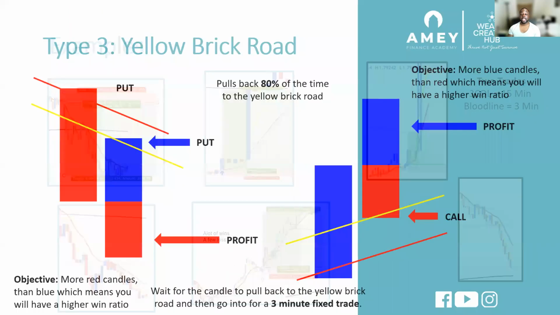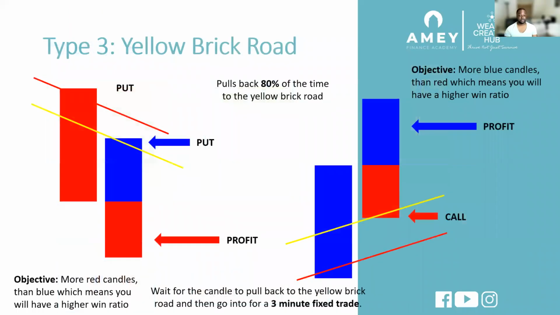The next one is the yellow brick road, or going to the yellow line. Now that's what's really powerful about this one. This one has an 80% pullback rate. So you're going to pull back towards the yellow brick road. I wait for these ones. These are the ones that I go into myself.